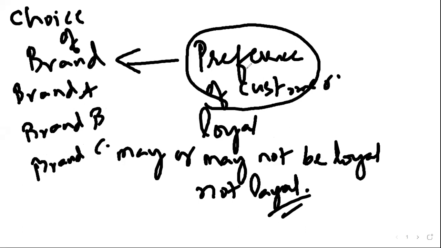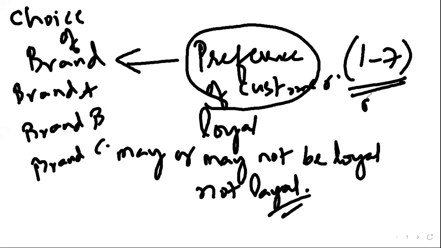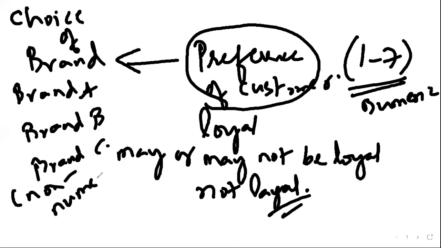You are asking a preference question from 1 to 7. This is a metric or numeric response, and this is non-numeric. Okay, this is numeric, this is non-numeric, correct? So you're trying to categorize different brands based on the type of the ratings. This is again the same thing. You're trying to categorize the customers based on the ratings which are provided.